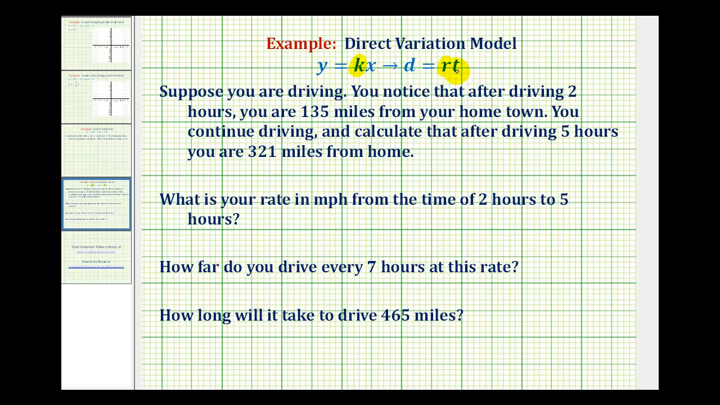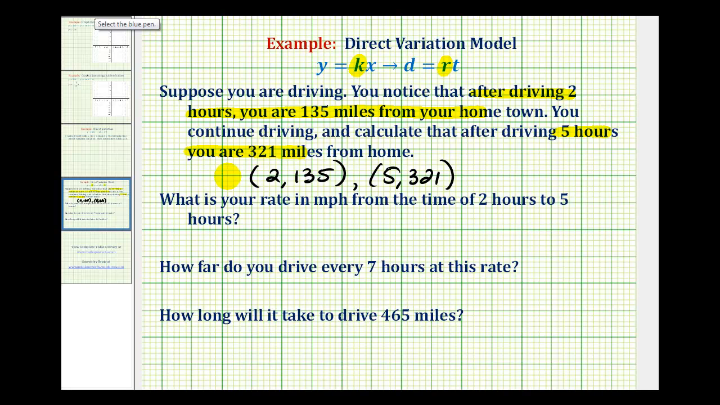So we're going to let the time represent the x coordinates and the distance represent the y coordinates. So if we know after driving 2 hours you are 135 miles from home, we can represent that information by the ordered pair (2, 135), where the x-coordinate would be in hours and the y-coordinate would be in miles. The second point would be (5, 321), because after driving 5 hours, you are 321 miles from home. So the slope of the line passing through these 2 points would be the rate in miles per hour.